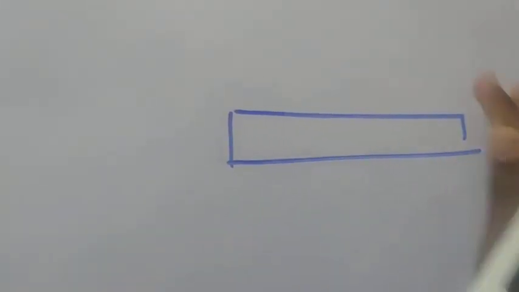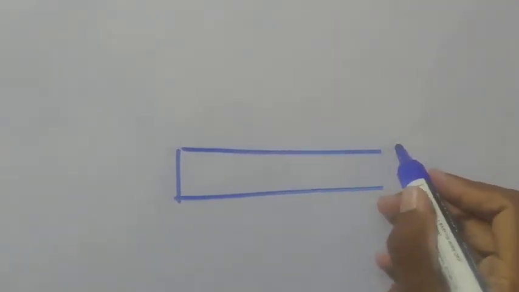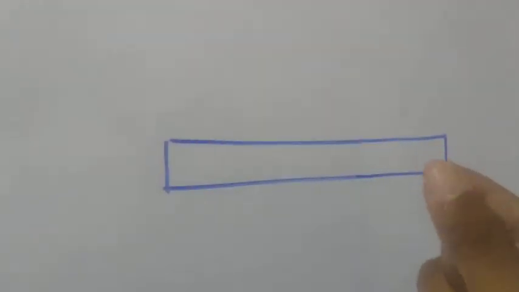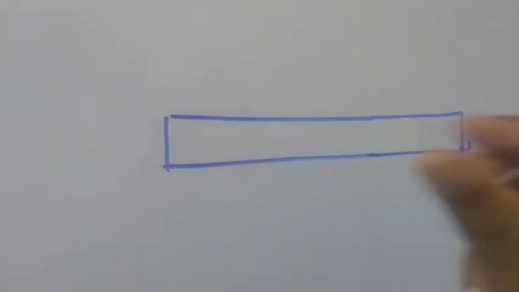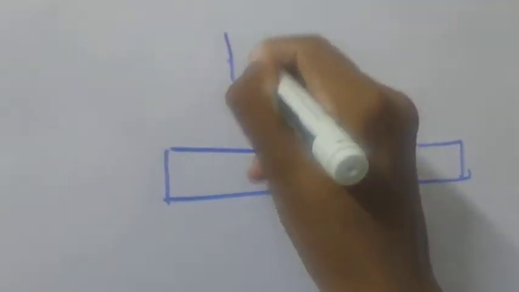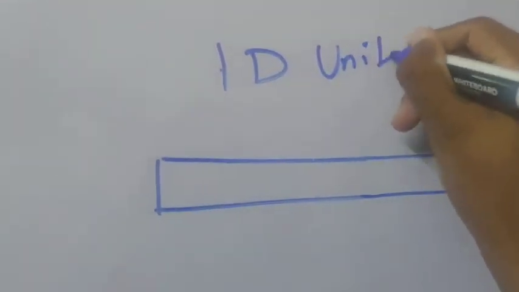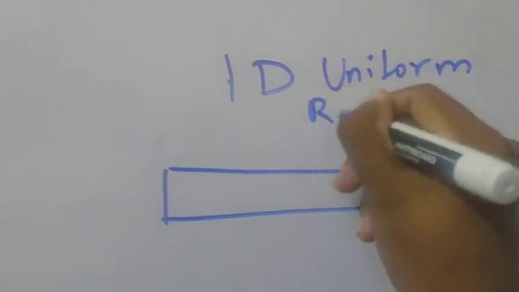So this is our one-dimensional rod. It's considered one-dimensional, and the thickness of the rod is very small. So this is basically a one-dimensional uniform rod, and we are going to calculate the moment of inertia.